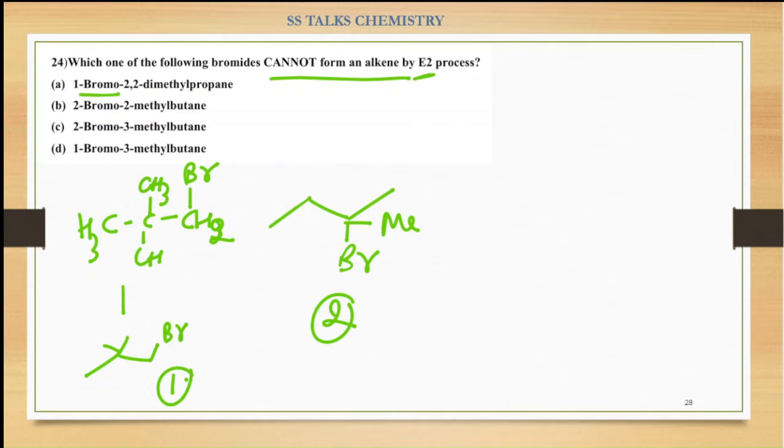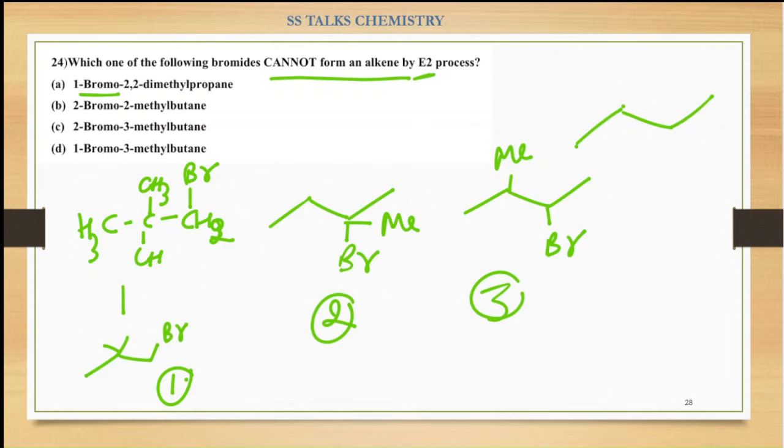Now the third molecule is 2-bromo-3-methylbutane. Okay, 1, 2, 3 and the fourth, 1, 2, 3, 4, 2-bromo. At the second position this Br group, and at the third position this methyl group is attached over there. This is the molecule number third we are having. Now the fourth one, if you see, it is 1-bromo-3-methylbutane, 1, 2, 3, 4, right? 1-bromo, and the methyl group is attached at this particular position.